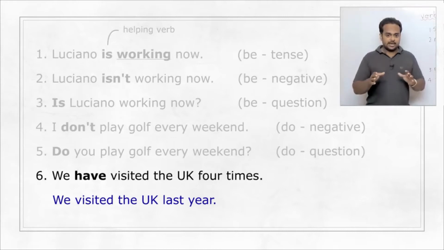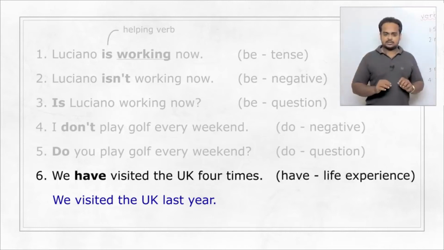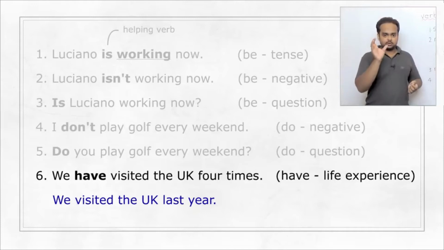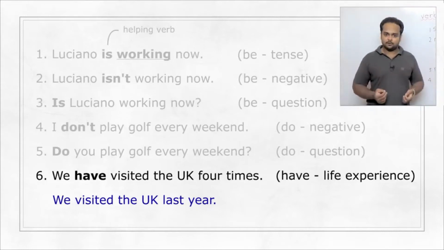But when I say we have visited the UK 4 times, then I'm not talking about any single experience, but I'm talking about life experience. That is, in our lives, we have visited the UK 4 times. That's what the verb have helps us to do in this sentence. Okay, so that's how be, do, and have are used as helping verbs.